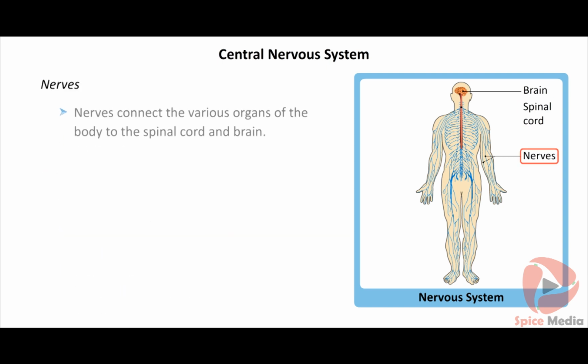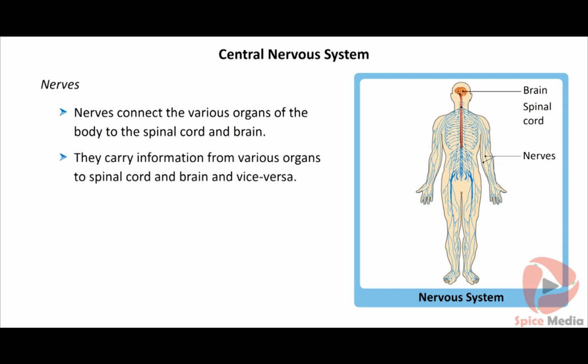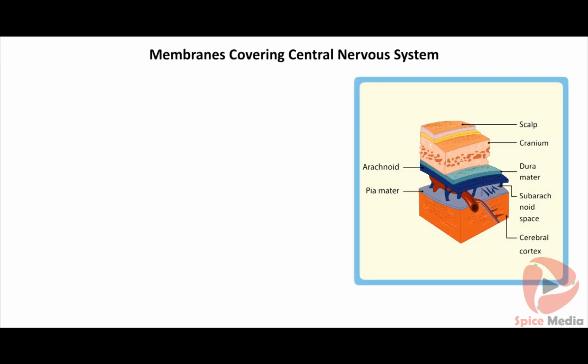Nerves connect the various organs of the body to the spinal cord and brain. Though the nerves cannot analyze and understand the information or generate responses, they carry information from various organs to the spinal cord and brain, and vice versa. Now let us learn about the membranes called the meninges that cover and protect the brain and spinal cord.